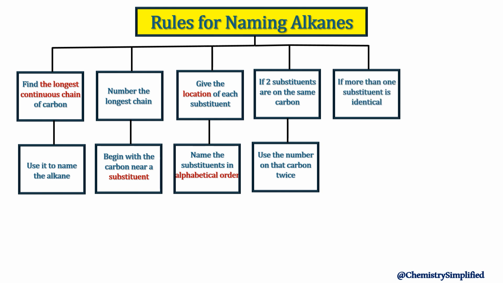Then, if more than one substituent is identical, we'll use prefixes like di and tri. For example, if we have a methyl on carbon 2 and a methyl on carbon 3, we'll say 2,3-dimethyl.